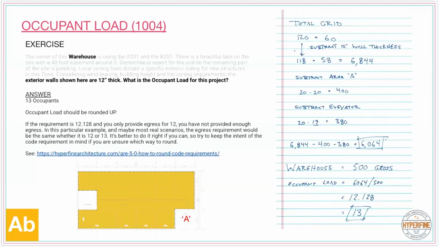But the point to keep in mind is that this occupant load calculation is a calculation of how much egress you are supposed to provide for people. So if it's 12.128 and you round down to 12 and you only provide egress for 12 people, then you haven't provided enough because you have that 1/8 of a person just about.